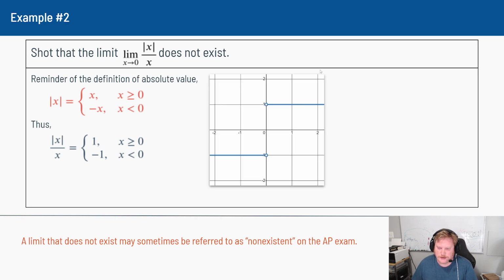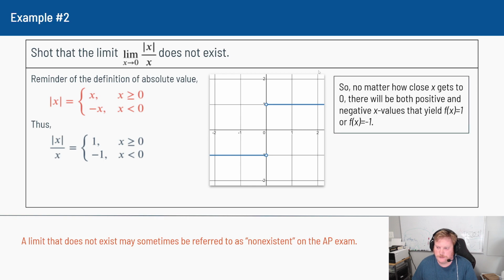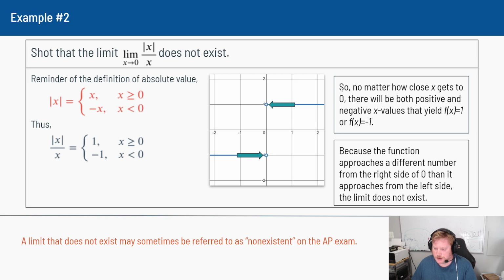Graphically, we can see that from the left and the right, our function approaches two different values, 1 and negative 1. So no matter how close x gets to 0, there will always be both a positive and negative x value that yield either 1 or negative 1. So because the function approaches a different number from the right side of 0 than it approaches from the left side, we say the limit does not exist. A limit that does not exist is sometimes referred to as non-existent, for instance, on the AP exam.